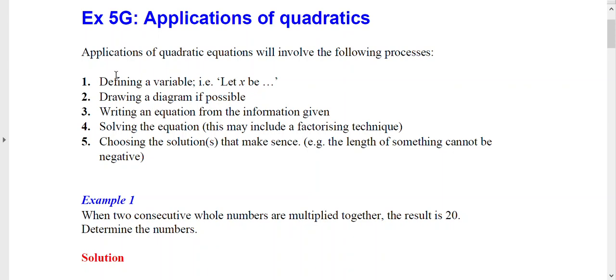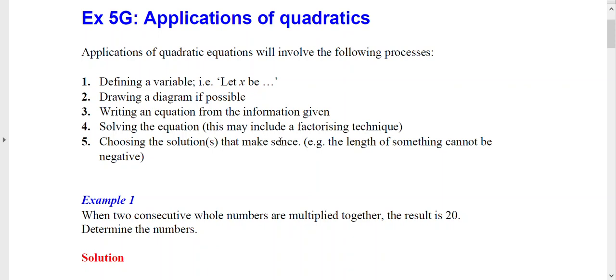Step number one is to define a variable, that is, to let x equal some unknown in the question. Step two would be to draw a diagram, if possible. Step three, write an equation from the information that we're given. Step four, solve the equation, which will include some sort of factorizing technique: highest common factor, difference of two squares, the non-monic or monic trinomial factorization methods. And then finally, step five is choosing the solutions that make sense.